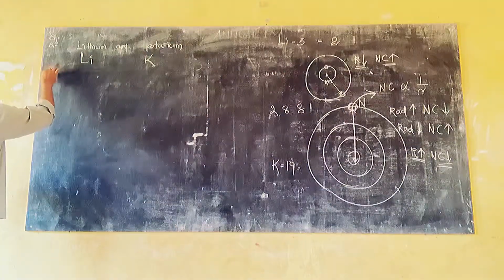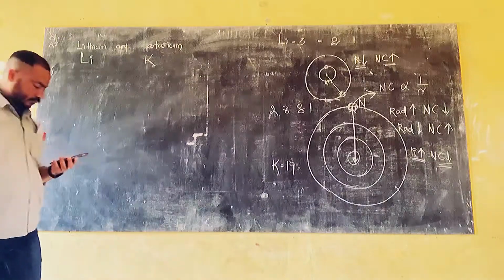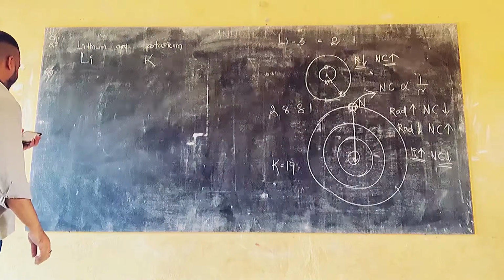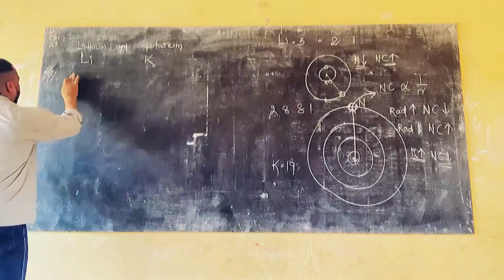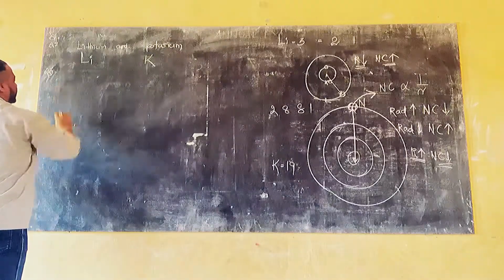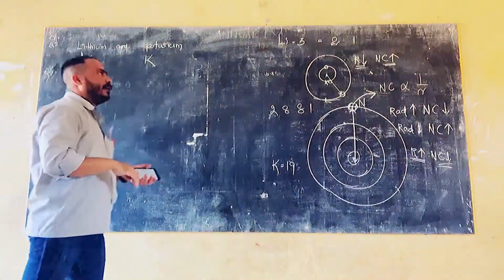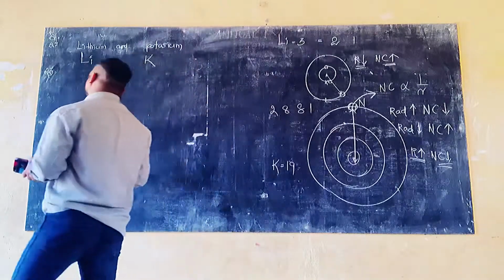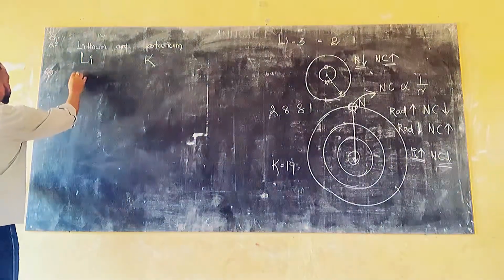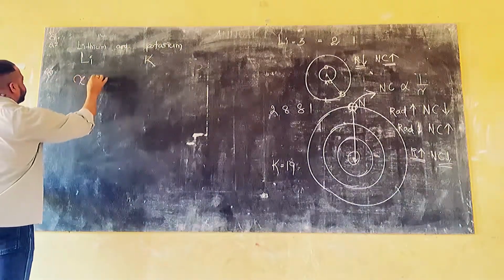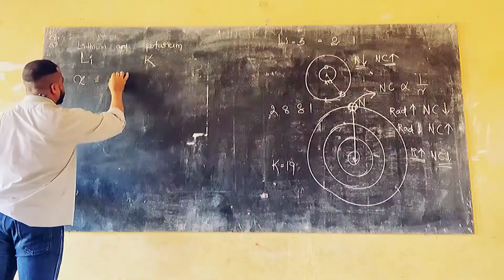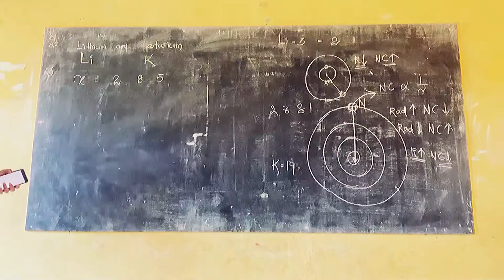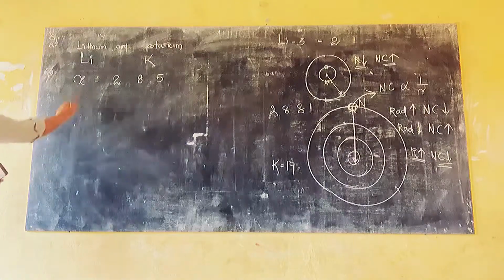Then come to question number 3. Find the atomic number of the element whose electronic configuration is 2, 8, 5. The electronic configuration of an element has been given to you. Suppose the element is X and the electronic configuration is 2, 8 and 5. Done. You have to name the element.